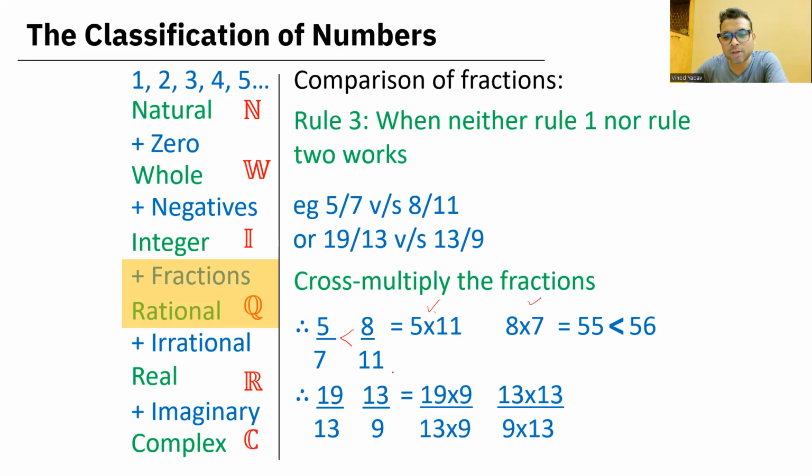Same. Here also, I made the denominators equal. Forget the denominators. So 19 nines are 171 and 13 13s are 169. So this is bigger, means first fraction is bigger. Yeah. Got it? Sure.